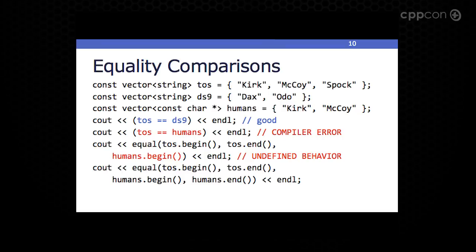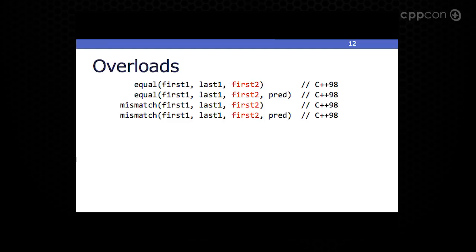Now if you call equal with TOS begin, TOS end, humans begin, humans end, with an extra argument, this compiles and actually does what we want, which is awesome. And this extends to sequences of different types, like list versus vector or whatever. OK, so what functions am I calling here?